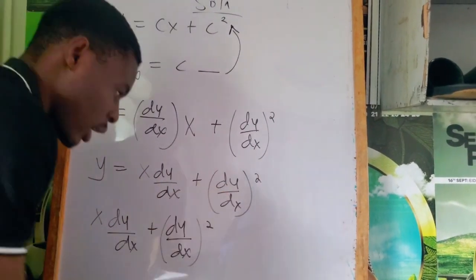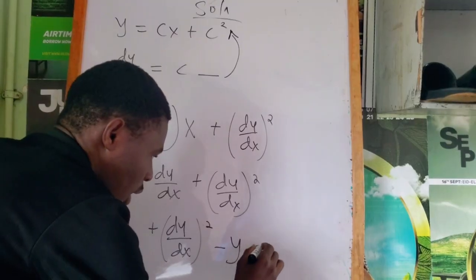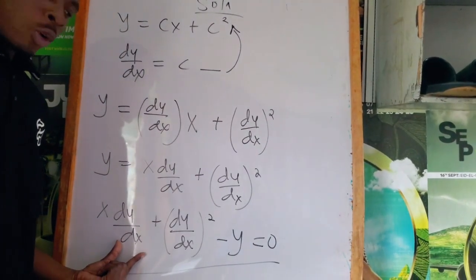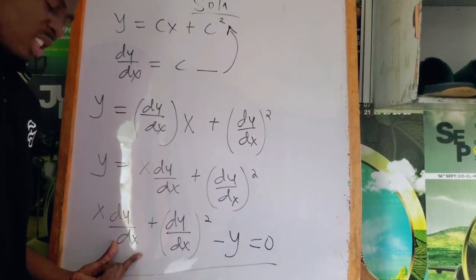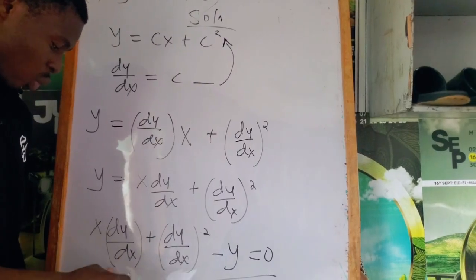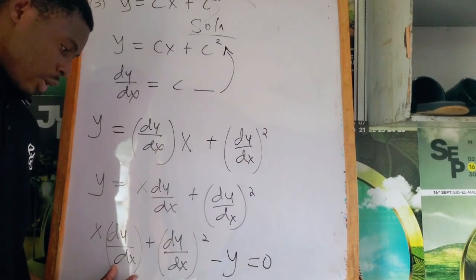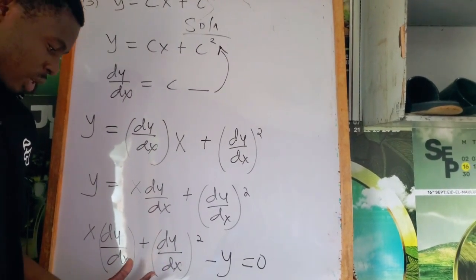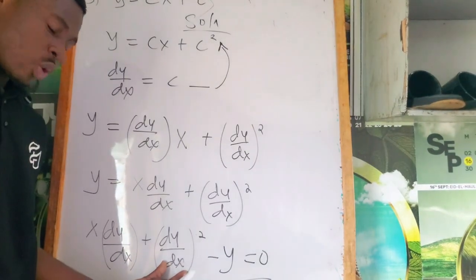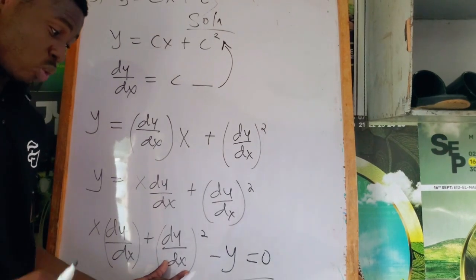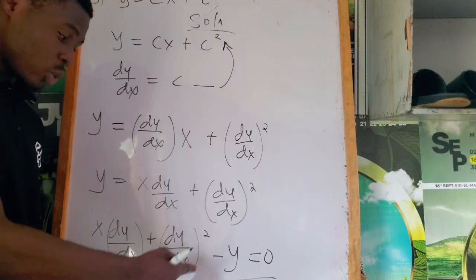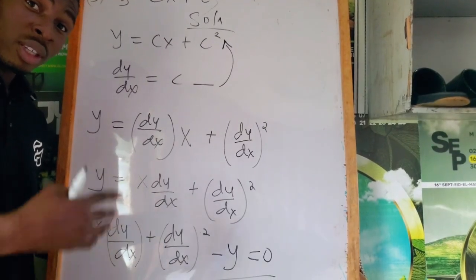Now y is coming to this side, so this is minus y, and this is 0. So you can see the differential equation formed is of what? This is a first order differential equation, because the highest differential coefficient is of the first derivative. But that being said, the degree of this differential equation is of what? Degree 2, because the highest differential coefficient is raised to the power of 2. So it is of order 1, but degree 2.